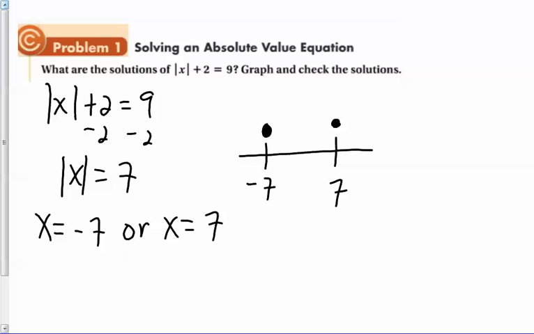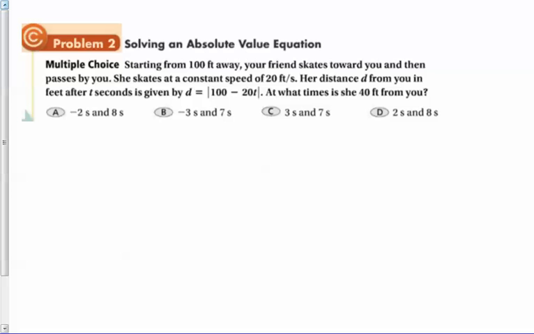Remember, on the got it, it's the same thing. Try to get the absolute value completely by itself. All right, let's take a look at problem number 2. Starting from 100 feet away, your friend skates towards you and then passes by you. She skates at a constant speed of 20 feet per second. Her distance d from you in feet after t seconds is given by this. This is important. At what times is she 40 feet from you?